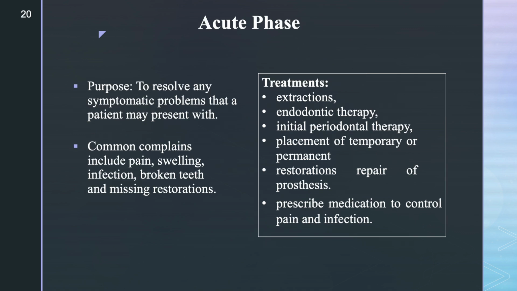The second phase is the acute phase, and the sole purpose of this phase is to resolve any symptoms that the patient is presenting with, and these are usually pain, swelling, infection, or broken teeth and missing restorations. The treatments that are included in the acute phase are extractions, endodontic therapy, initial periodontal therapy, placement of temporary or permanent restorations, and repair of prosthesis.